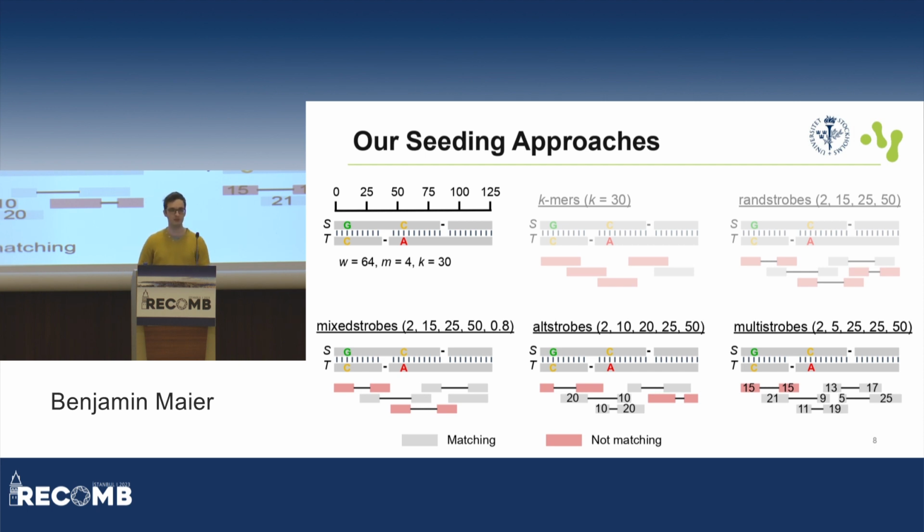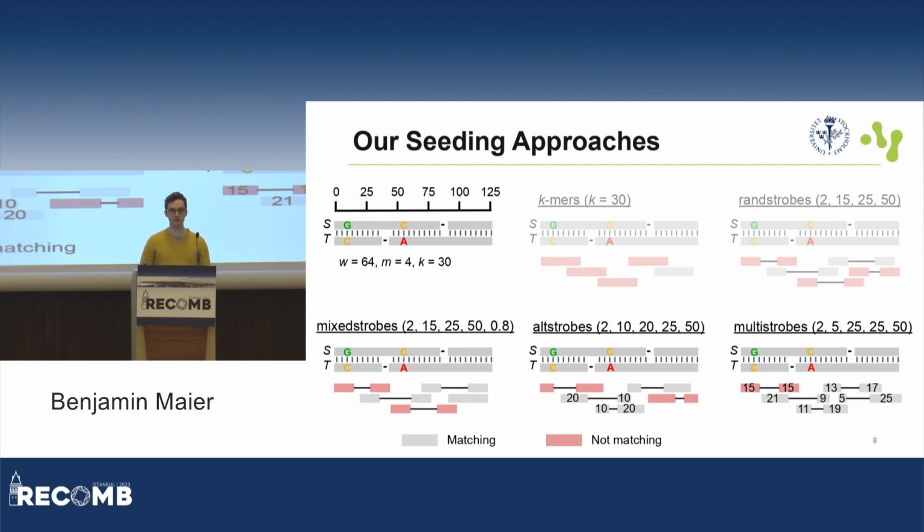First of all, mixed strobes, which is a combination of k-mers and strobemers, which ideally have the benefits of k-mers, namely a high number of matches in conserved regions, while also the opportunity to match over insertions and deletions. And then we further generalized them in altstrobes, where our 2 strobes are no longer of equal size, but have a 2-to-1 ratio. And then further generalize that to multistrobes, where we are sampling all different combinations of strobes.